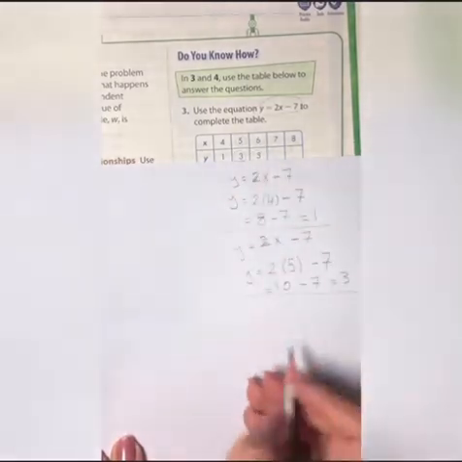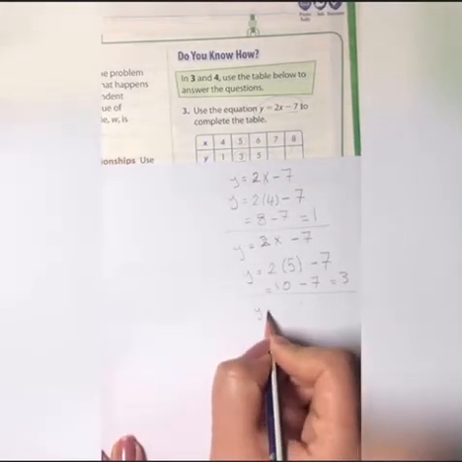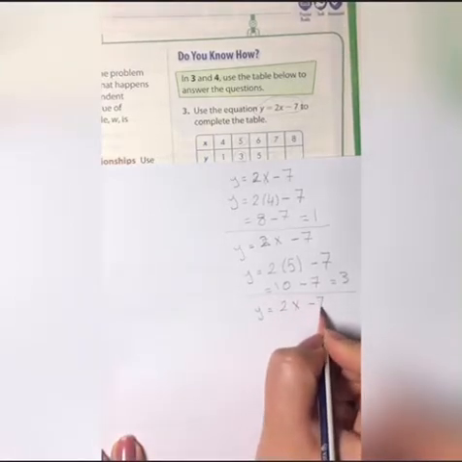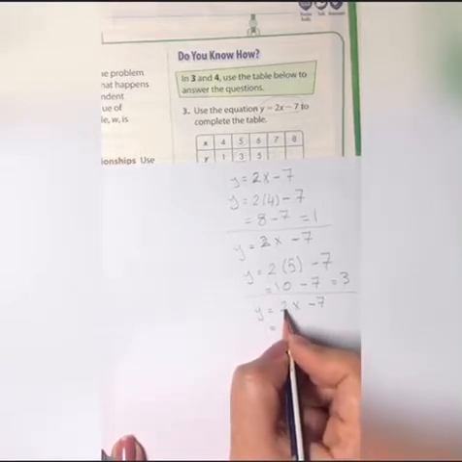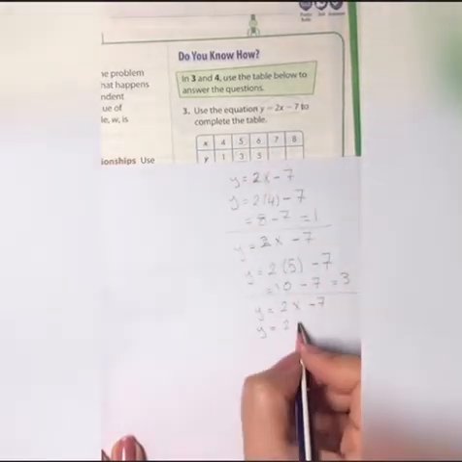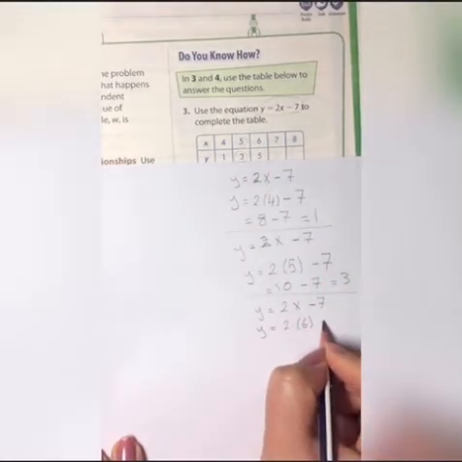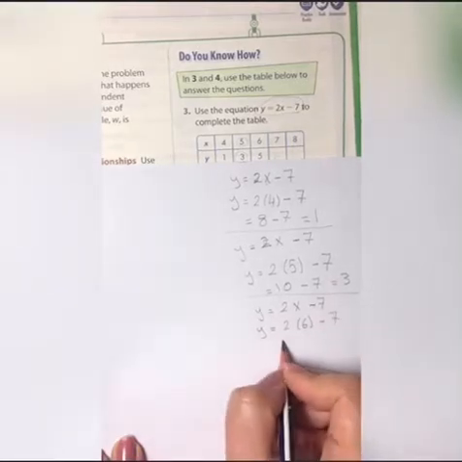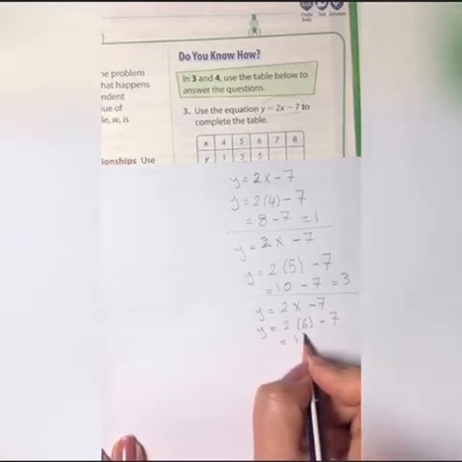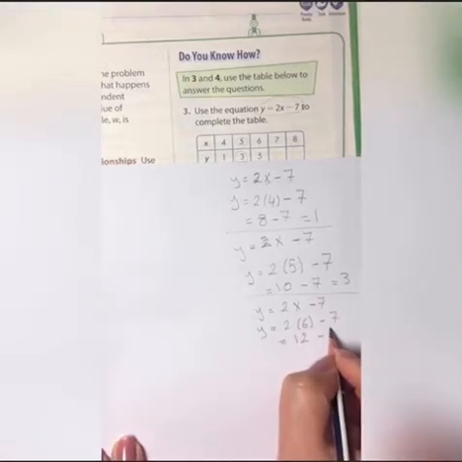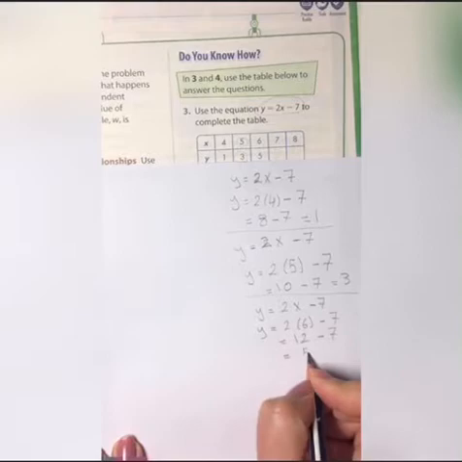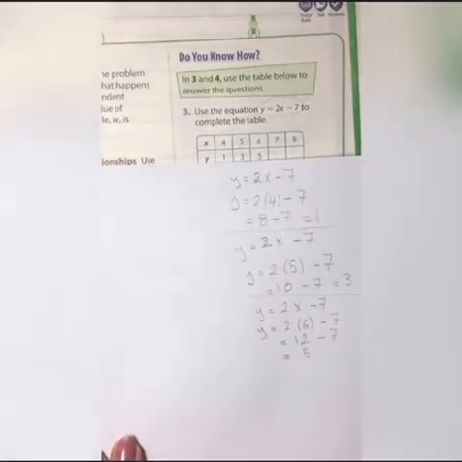Okay, if we have 6 in place of x, we will write our equation 2x minus 7. In place of x, we will write 6, minus 7. 2 times 6 equals 12, minus 7, and this one equals 5. Here it is, we have 5.